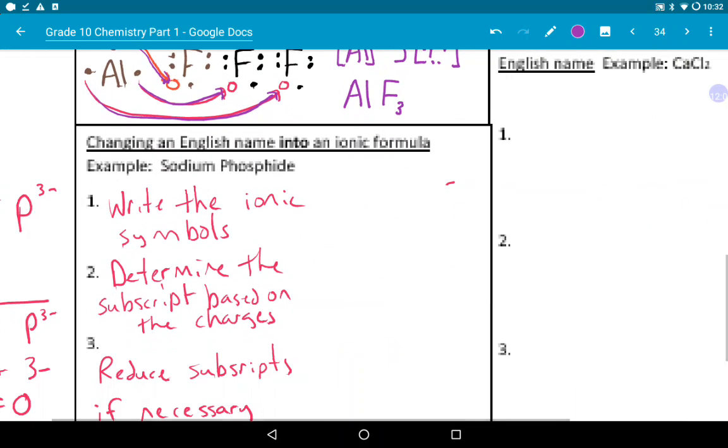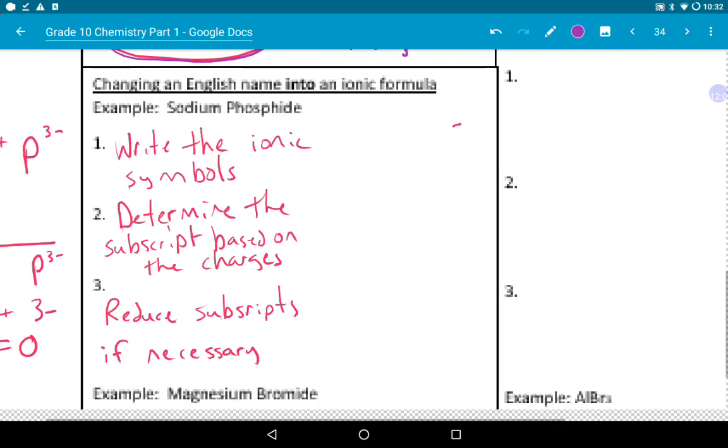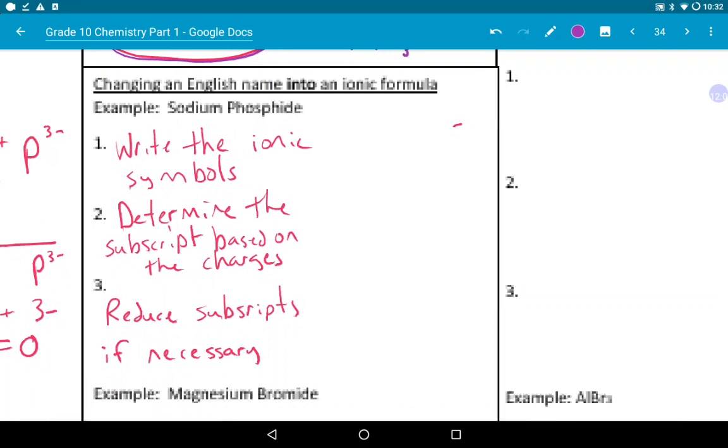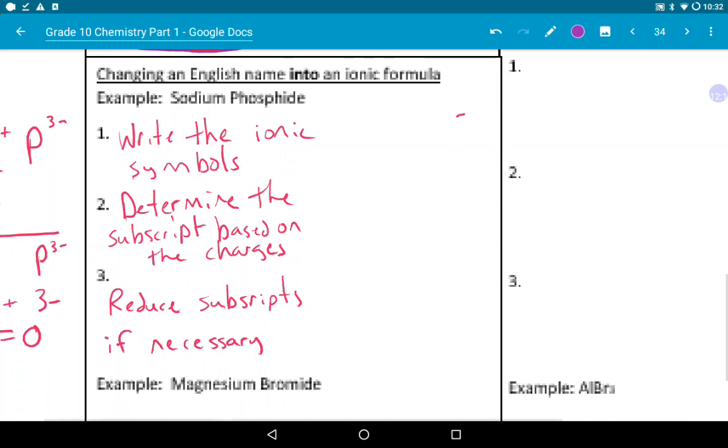Now, you don't want to always have to draw it out. So you want to have some processes for writing a name into a formula or a formula into a name. The steps: first we write out the ionic symbols. Let's look at sodium phosphide, one more example for that.